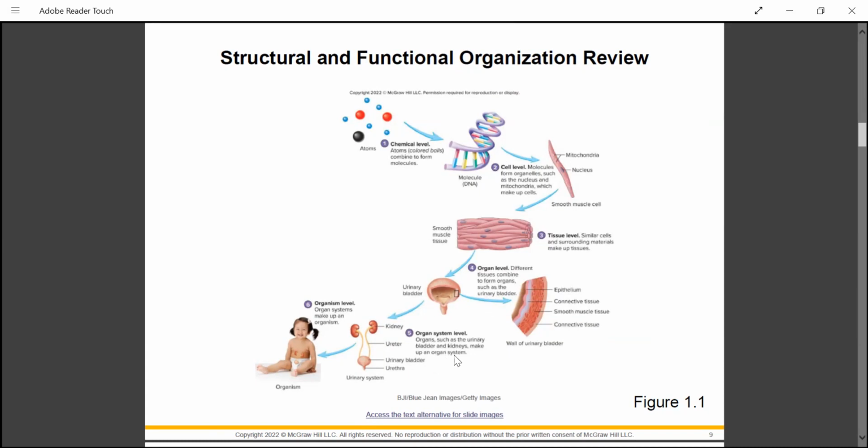We put multiple organs together to do a job. That creates an organ system. And then all of our organ systems working together makes up the organism. So level 6 is our highest level, the organism.